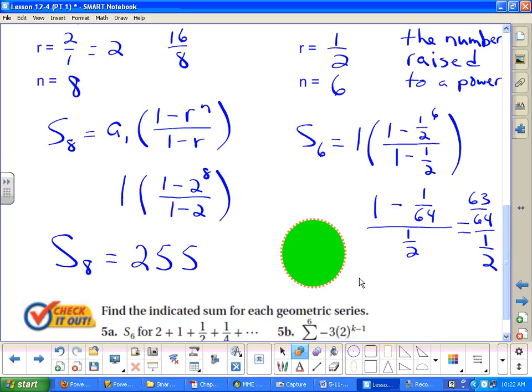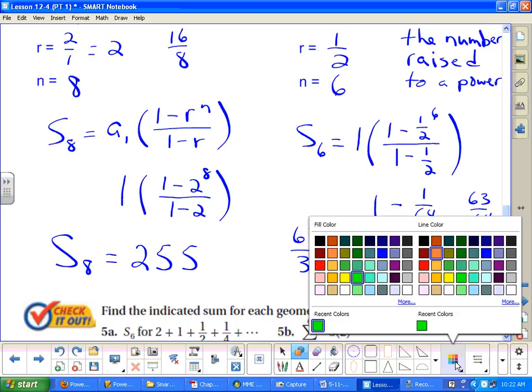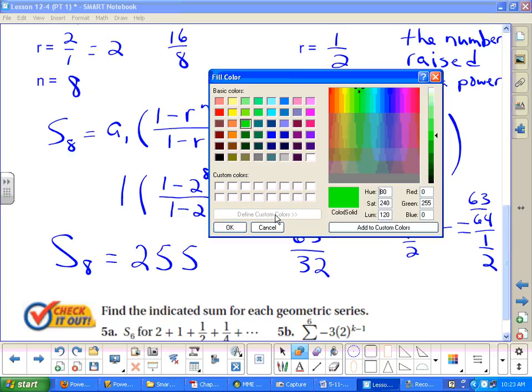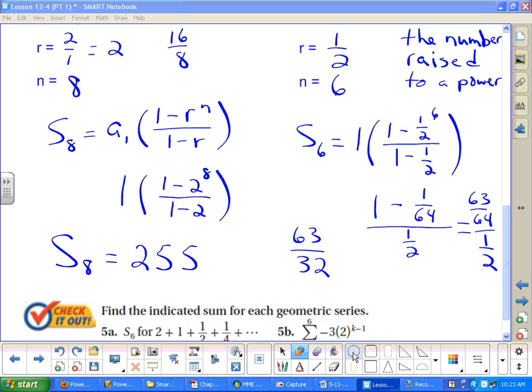That didn't work right. Make this one. Whoa, where'd it go? Yeah, you gotta go more. No, shouldn't be any. Huh. Look at that. Oh, well. There we go. 63 over 32. Okay. All right.